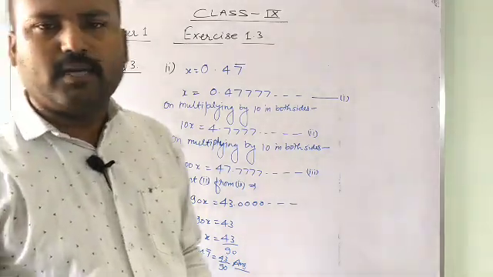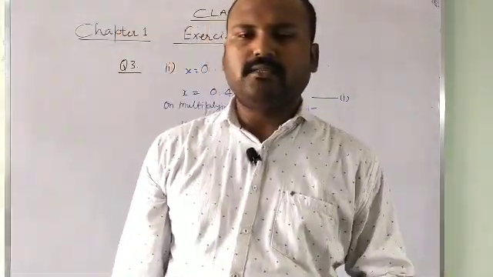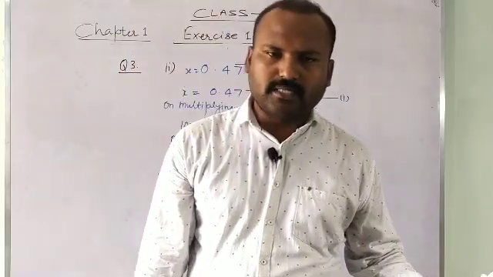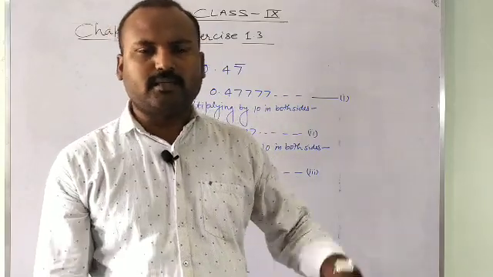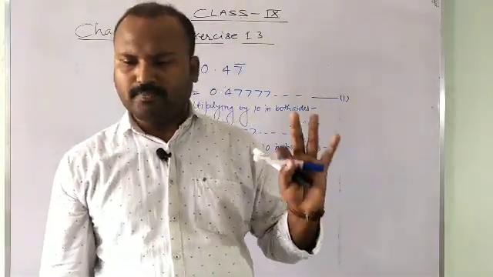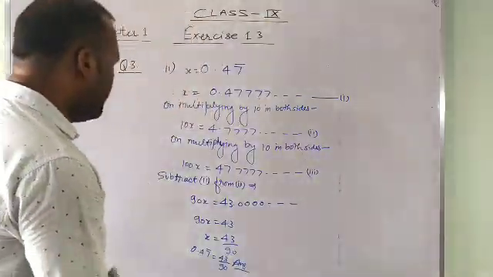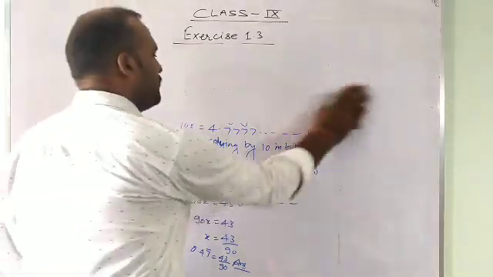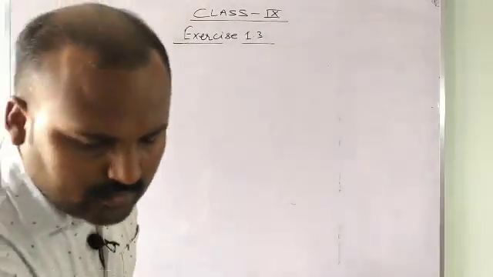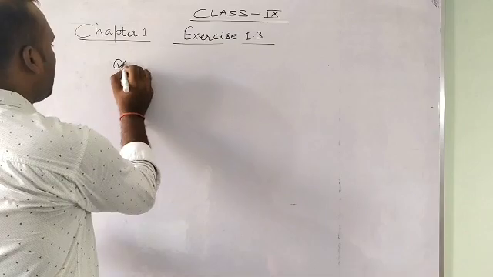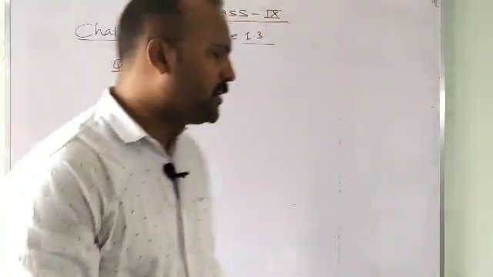In 1, 0.6 bar, only one digit is repeating. So first you have to consider for equation 1 like 0.666 and then multiply by 10. After multiplying, you will assume that as equation 2 and then subtract equation 1 from 2 and then you will get the answer. Okay, same you can solve the third also. Now see question number 4. Question number 4 is express 0.999 in the form of P by Q.